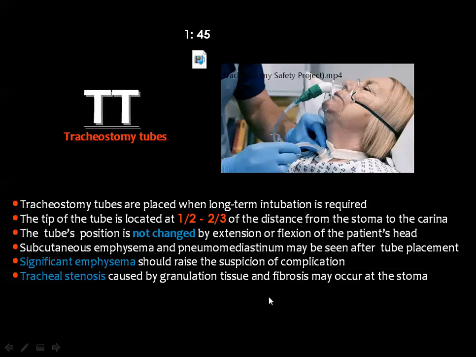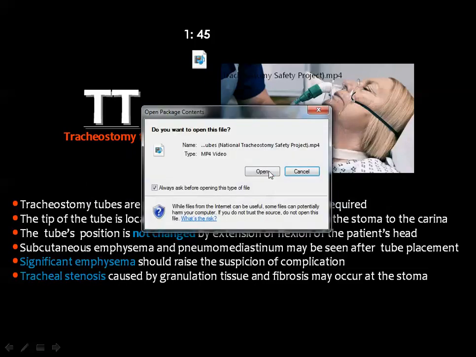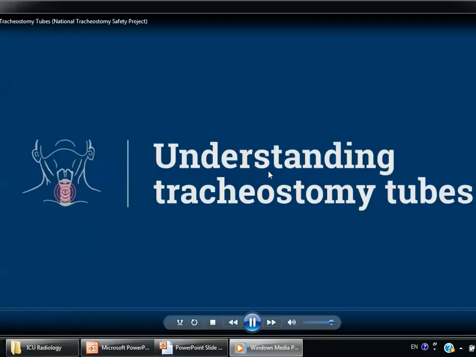I will mention these complications. One of the complications of tracheostomy tube is the initiation of granulation tissue and fibrosis, especially in long-standing cases, that will result in tracheal stenosis. This film will show the types of the tracheostomy tubes and how these tubes can be used.